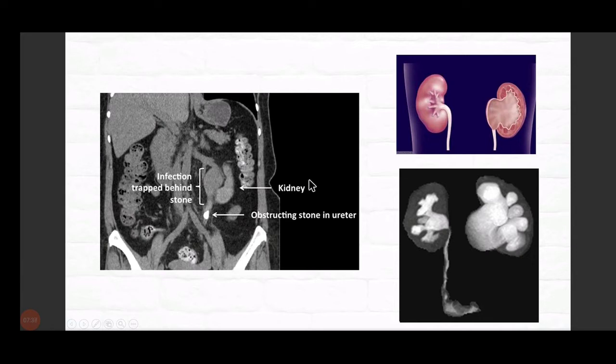Or it can be any immunocompromised individual. Even hydronephrosis may not be required. There can be any ascending infection which can cause pyelonephritis. This is the same in the radiological image.